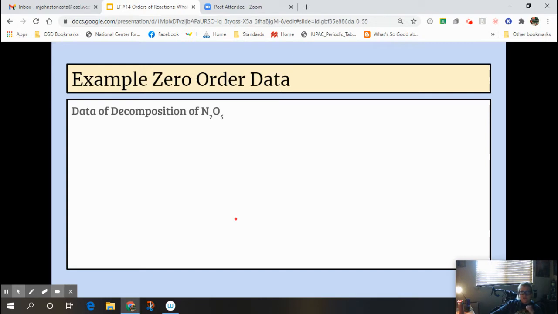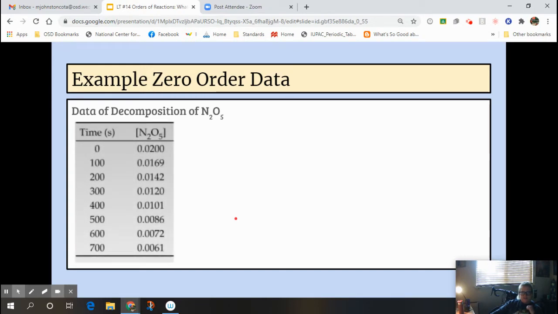So here is some data of a zero order reaction. And I will show you a little bit later how I know it's zero order. And we're going to decompose here some N2O5. It's going to decompose into stuff. And there's so many different options. I don't care what stuff I'm making. I'm just caring about the rate that the N2O5 is breaking apart.